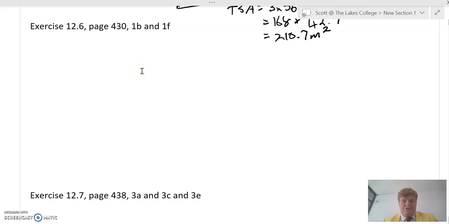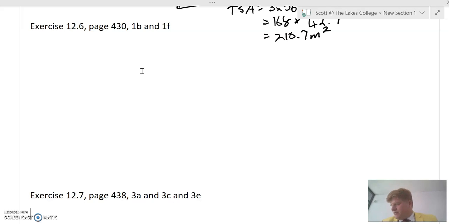Okay, we're now on to 12.6. We've got a couple of questions just to finish. Now, I've asked you to do 1B and 1F. Because it's from the textbook, you already have the answers there. I'm just going to do, it's exactly the same process. I'm going to just do 1F once I get the pen out.